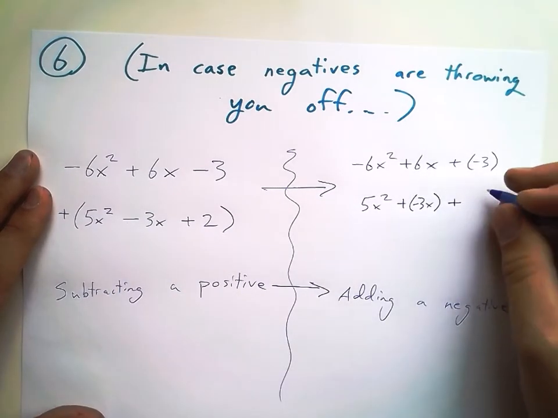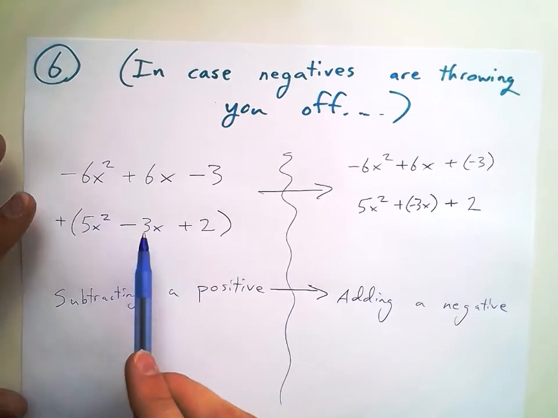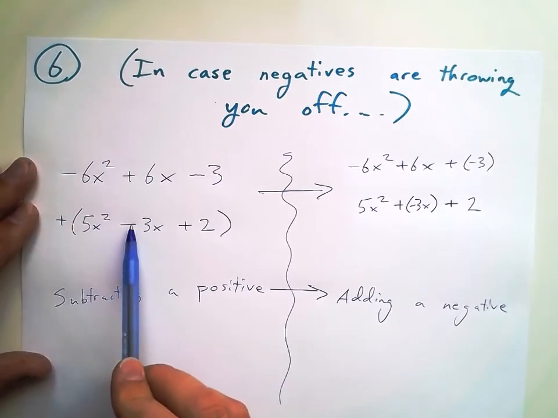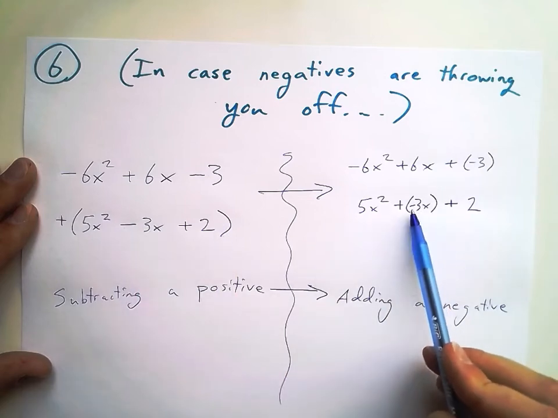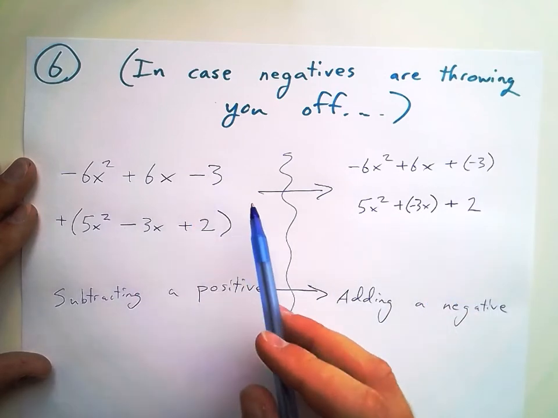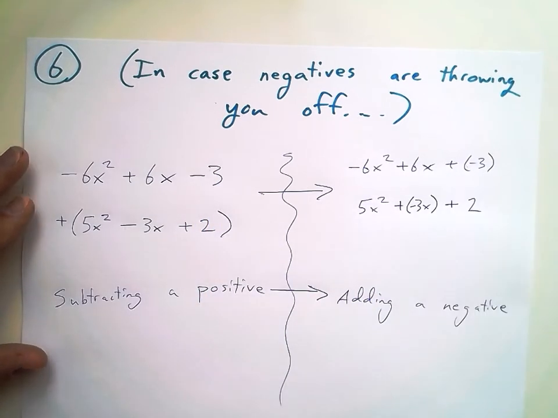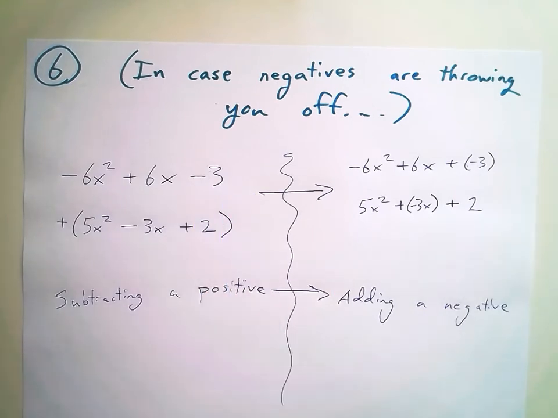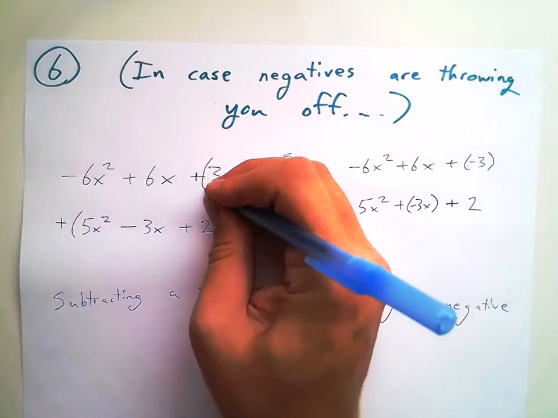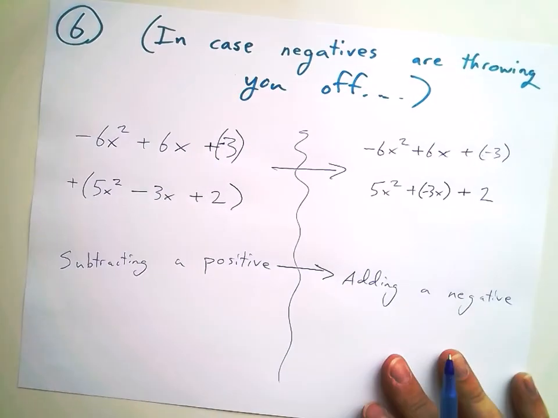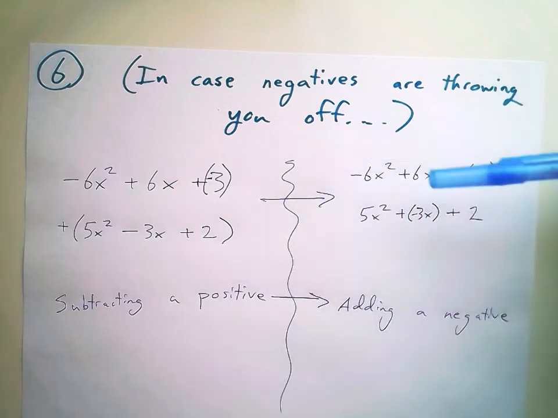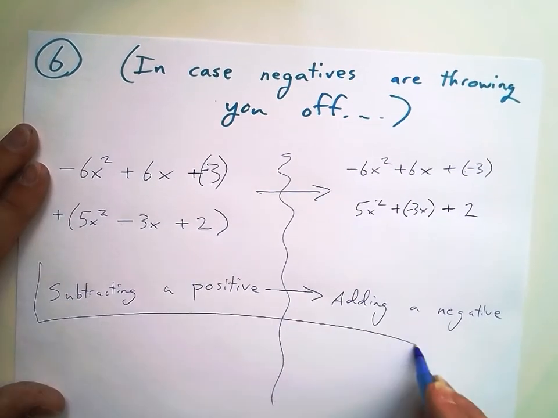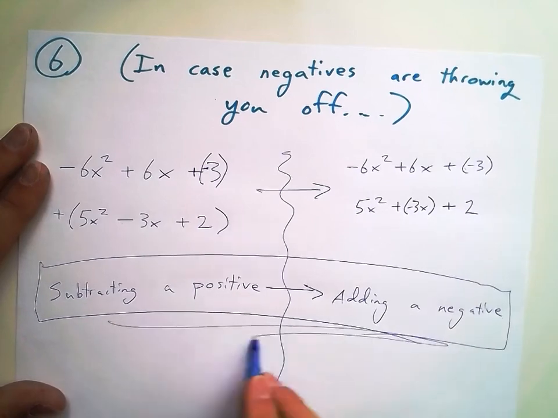Okay. So, minus 3x becomes plus negative 3x, and same thing with that 3. So that can help you if you're ever getting confused with subtracting in the polynomials. Just rewrite all the subtracting signs as plus a negative. Okay, so that's the thing for box 6. Just remember that subtracting a positive is the same thing as adding a negative.